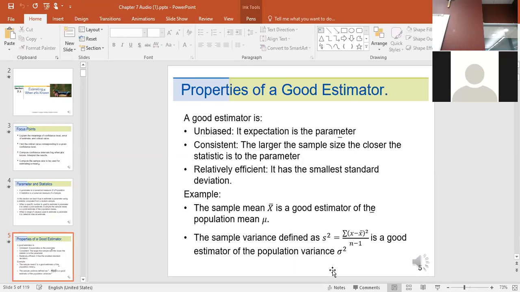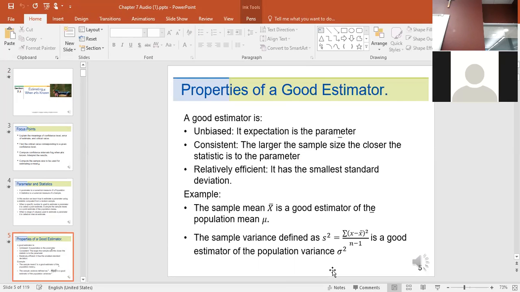For example, we consider the sample mean as an estimator of the population mean. We check, is it a good estimator? What is the expectation of the sample mean? If you remember what we did in 6.4, we said the expectation of this was what? The population mean. So that means the sample mean is a good estimator, an unbiased estimator of the population mean.